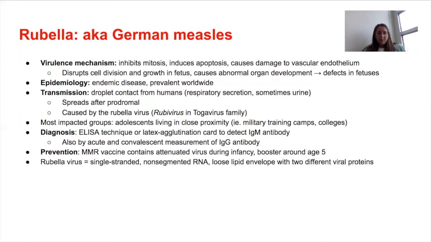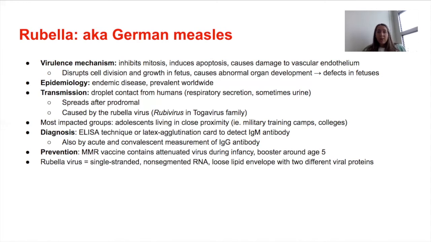So the diagnosis occurs by the ELISA technique or the latex agglutination card to detect the presence of IgM antibodies. This can also be measured by acute and convalescent measurement of IgG antibodies. And a lot of times they will do both of these mechanisms to confirm that it is rubella and not something else. So rather than just doing one or the other, they usually double test you.